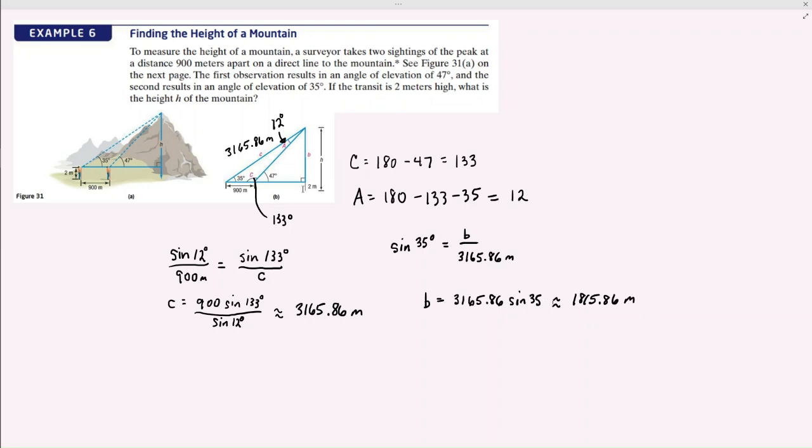Alright, so the only thing we have to do now is account for the height of the device here, because our little triangle that we pulled out of there was from the base of the top of his device there. So we'll just add those 2 meters to this, and we'll come up with the height of the mountain. So the mountain height is 1,817.86 meters.